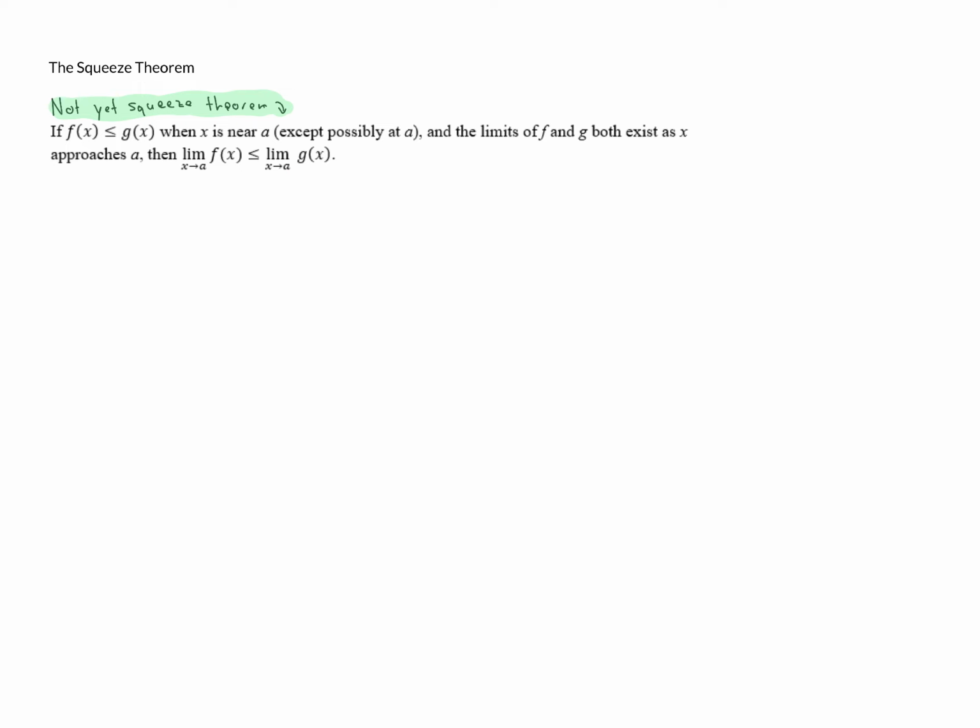We can do a very quick drawing of what this might look like. So here we have a graph of two functions, f of x and g of x. And remember, we're told when x is near a, f of x is less than or equal to g of x. So we're only looking near x equals a. We're only looking close to that value. So it doesn't matter that over here f of x is greater than g of x. We only care what's happening near the value a.